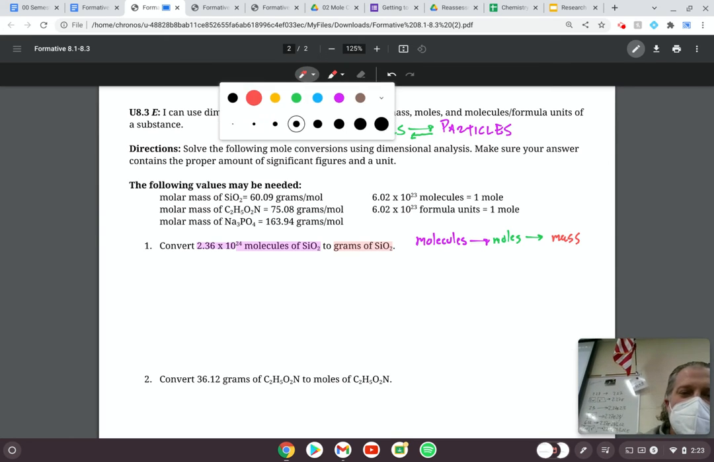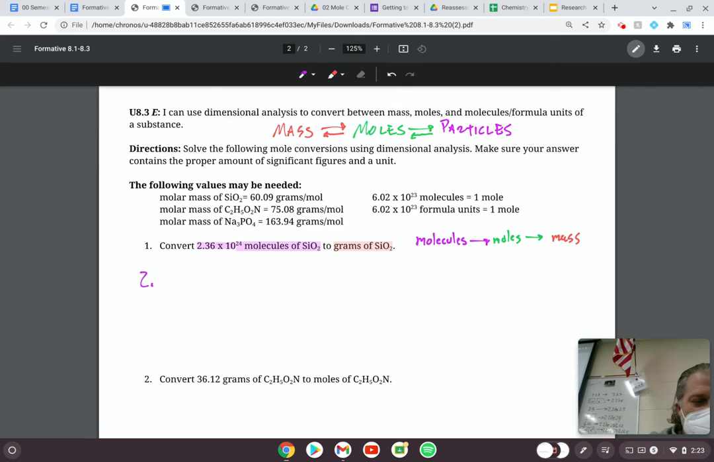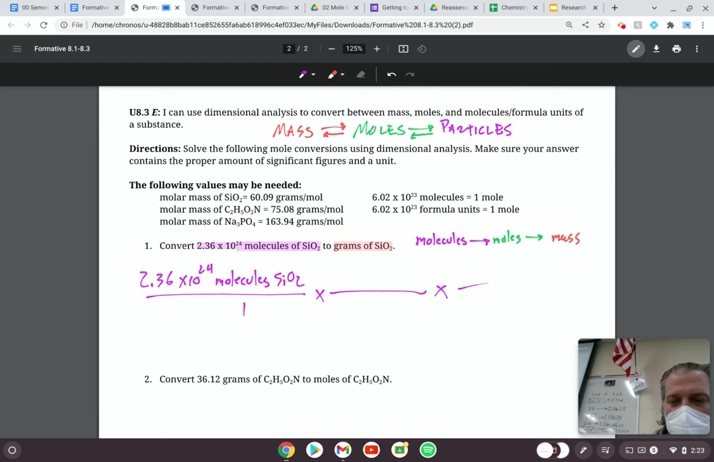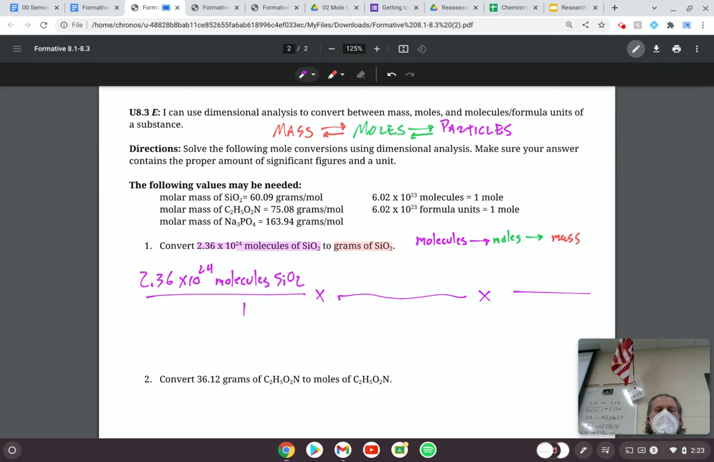And so I'm going to take my given information, which is the 2.36 times 10 to the 24th molecules of SiO2, and I'm going to put it over 1. And because it's going to go molecules to moles and moles to mass, I can see that I'm going to have a multiple step problem here. So in this problem, it's going to be two steps, molecules to moles and moles to mass.